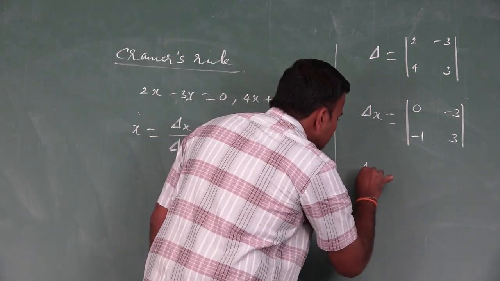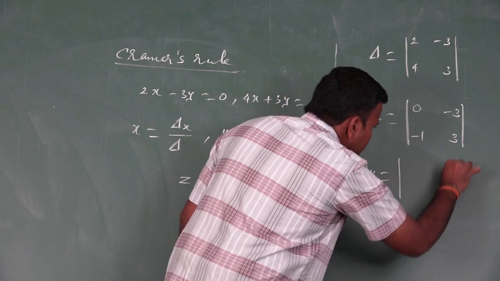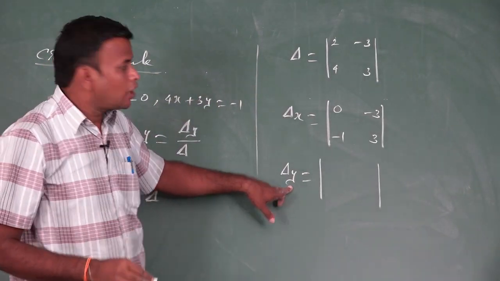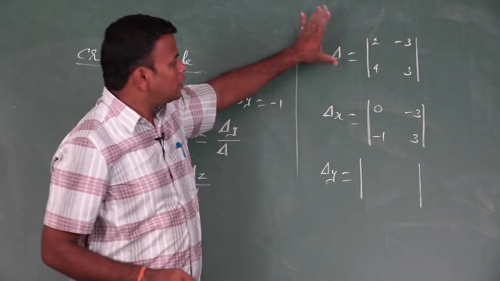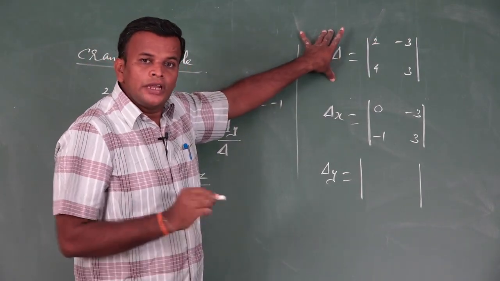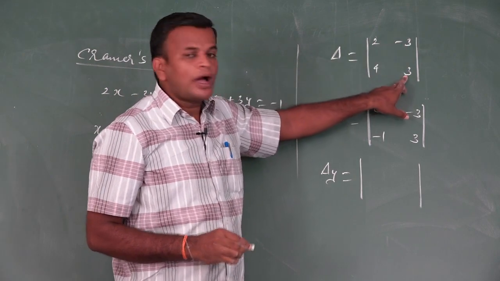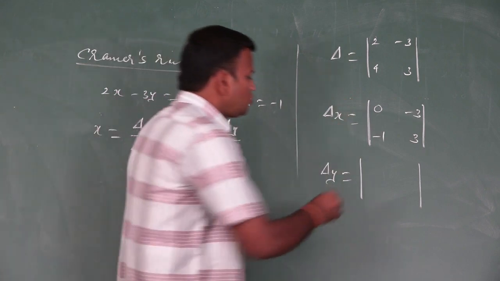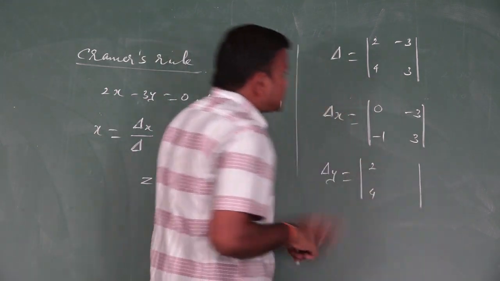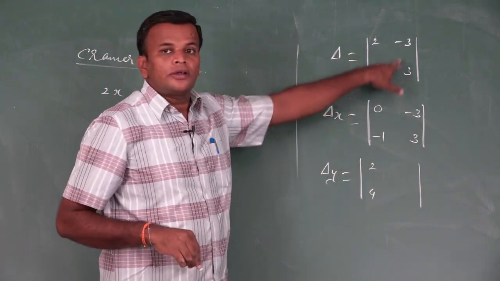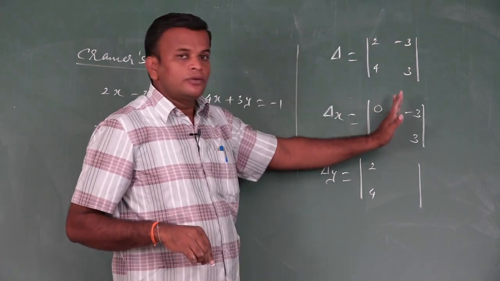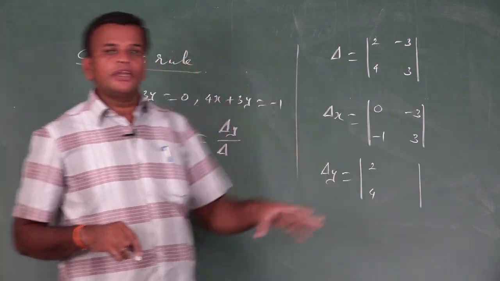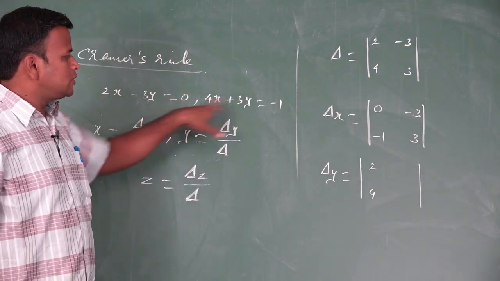Del y. So we leave the coefficient of y column in del. In del, we leave the coefficient of y column and we enter the RHS values. The first column has no change: 2, 4. In del, we leave the coefficient of y column, minus 3 and plus 3. Instead of minus 3 and plus 3, we enter the RHS of the given equations, 0 and minus 1.